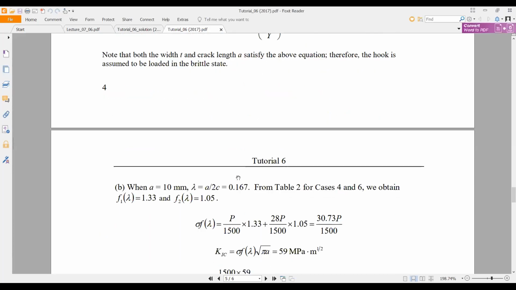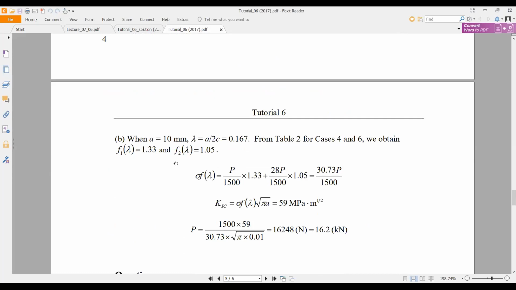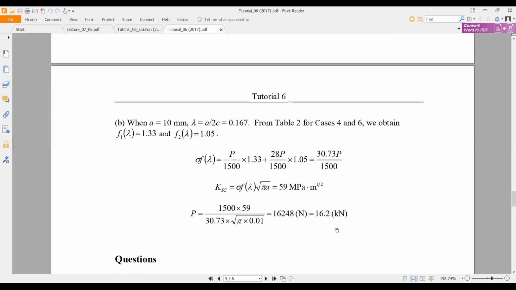For the 10 millimeter one, what you need to do is again calculate the ratio. That ratio will be changed. Then the function value also will be changed. Then the bending moment stress and the axial tensile load stress are not changed. Only the F value changes. So you can find out again that resultant value, substitute here and find out the load value.